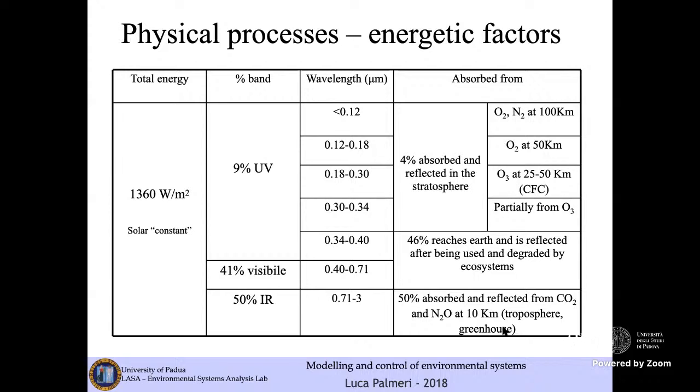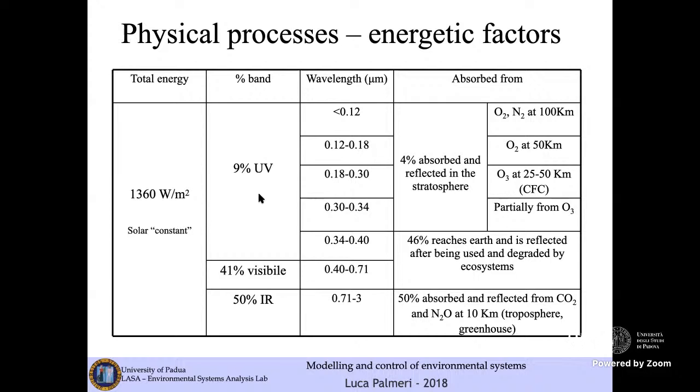Of this 1,360 radiation, 41% is visible radiation. So this is the radiation that is mainly responsible for the primary production. So this is energy converted by primary producers by the conversion of elementary elements like nitrogen, phosphorus, and so on, and converted into biomass or organic matter.